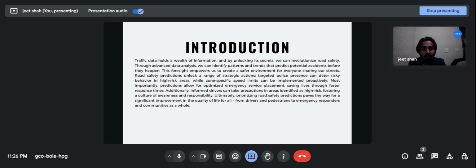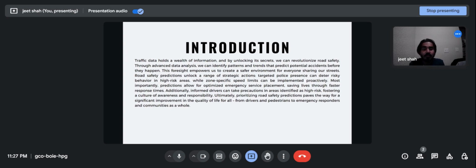But the biggest impact is on saving lives, because life matters. Prediction helps us position emergency services closer to the potential accidents, leading to faster response times. So let's imagine a driver being informed about a high risk area. They can take more precaution and drive very attentively and have a lot of self awareness and responsibility about their surroundings. In the end, prioritizing road safety prediction benefits everyone.